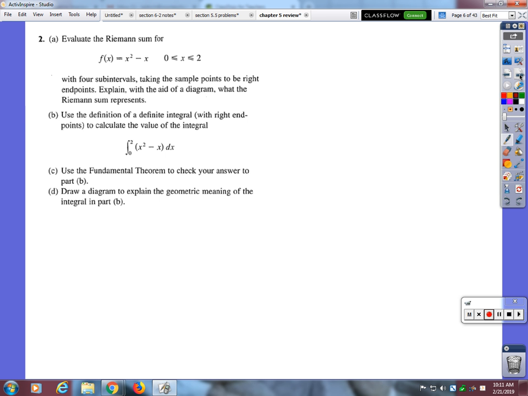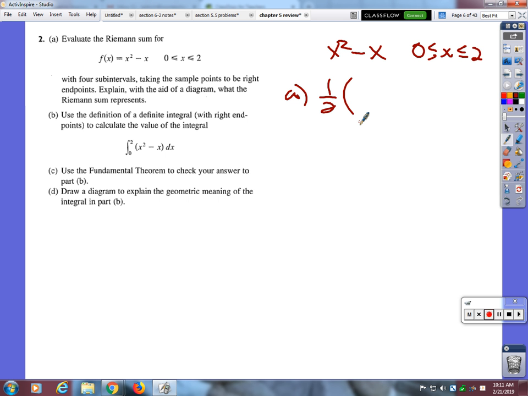Okay, so then it says, let's do the same thing, but let's do it with an actual equation. All right? So my equation is x squared minus x, and I'm going from 0 to 2. I'm going to do 4 subintervals. So what is the width of each rectangle going to be? 1/2.